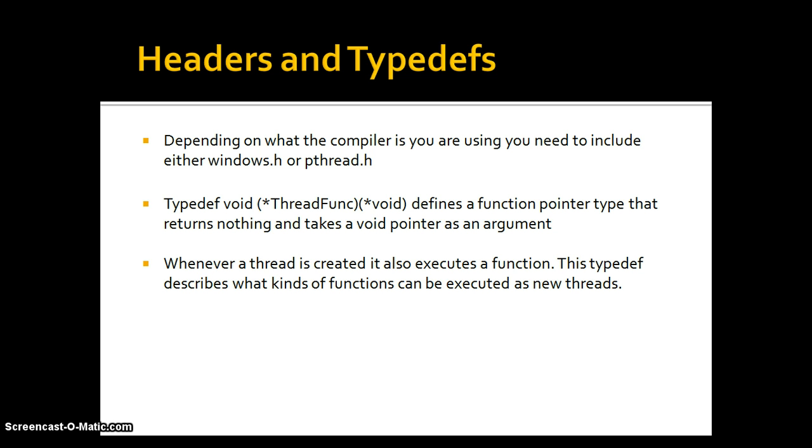Typedef void star threadfunc, star void, defines a function pointer type that returns nothing and takes a void star parameter as argument. As you might remember, void star means that you could pass any parameter in, and we use this in a couple of different ways later on, as I'll talk about. Whenever a thread is created, it also creates a function. This typedef describes what kinds of functions can be executed as new threads.